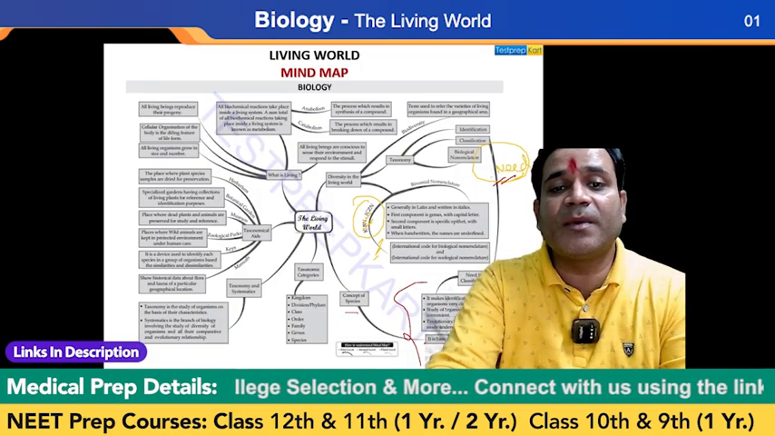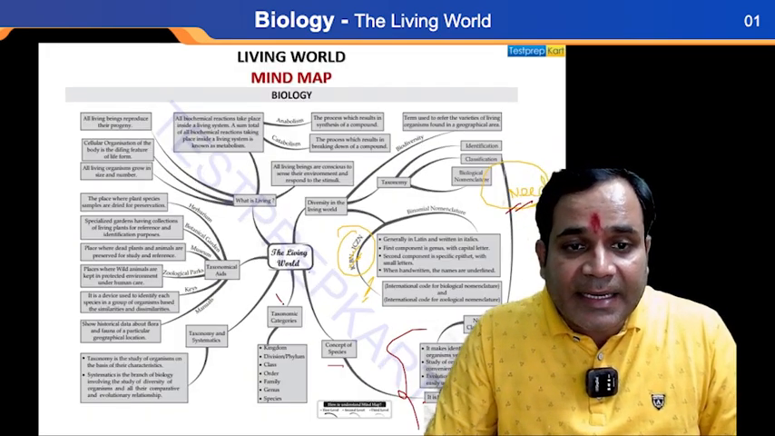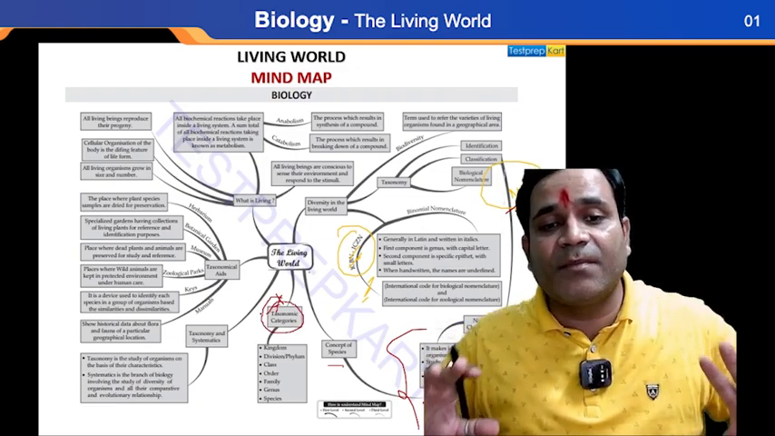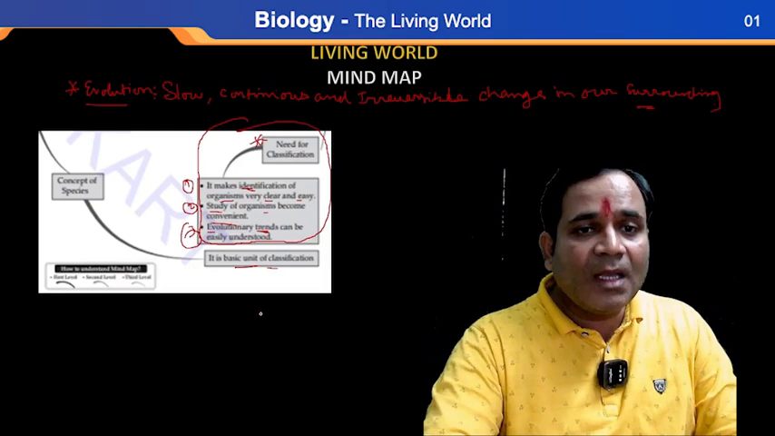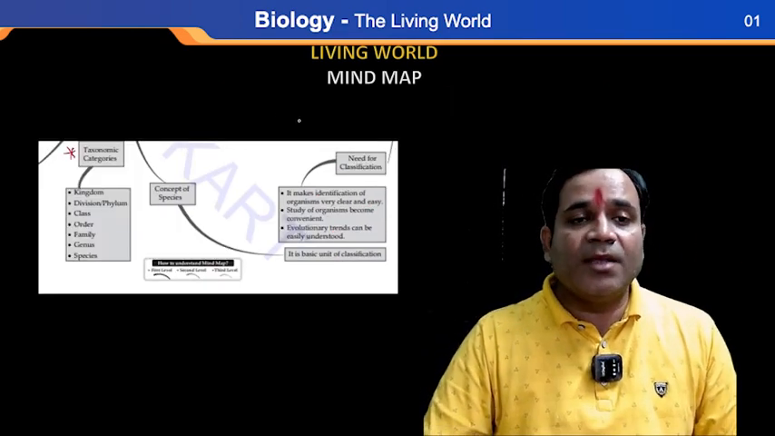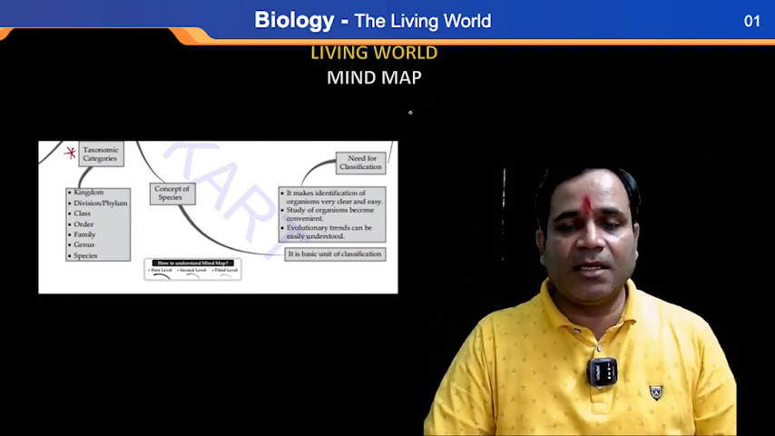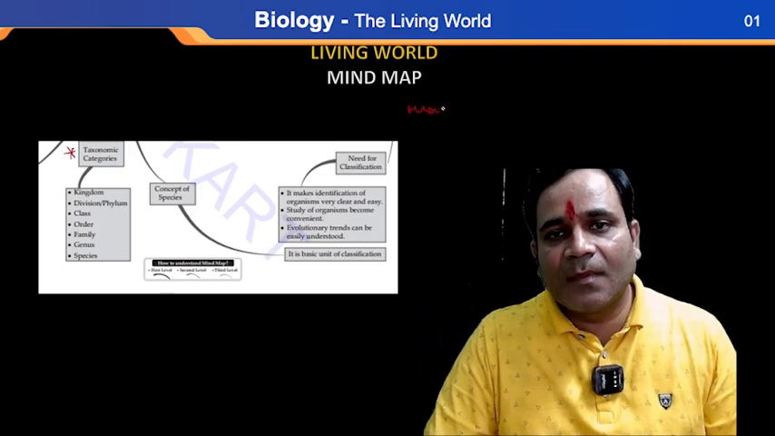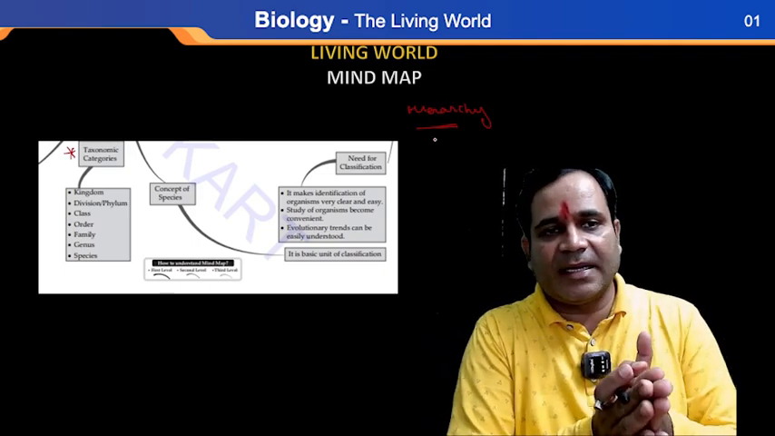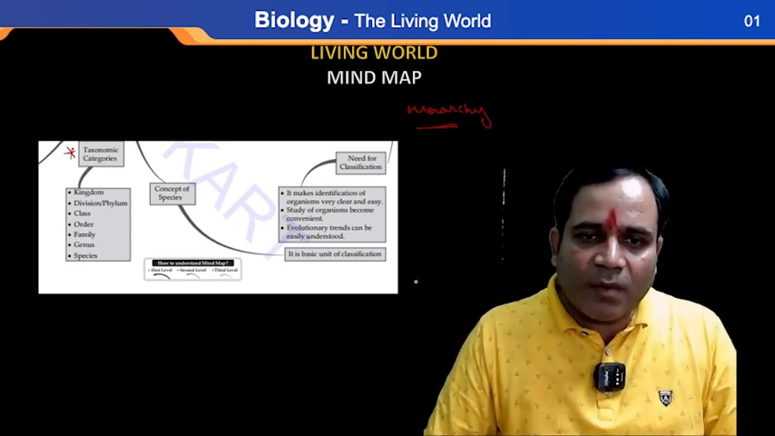Now we move on to the taxonomic categories. This is very important to know. Here I'm going to tell you about some basic taxonomic categories. Whenever we make a hierarchy, you know the term hierarchy? Hierarchy means grouping of organisms on their basic criteria. The lowest taxonomic category is the species.